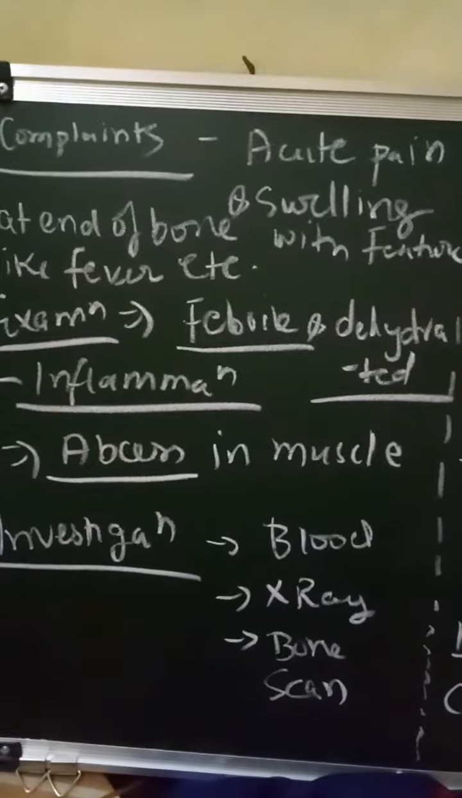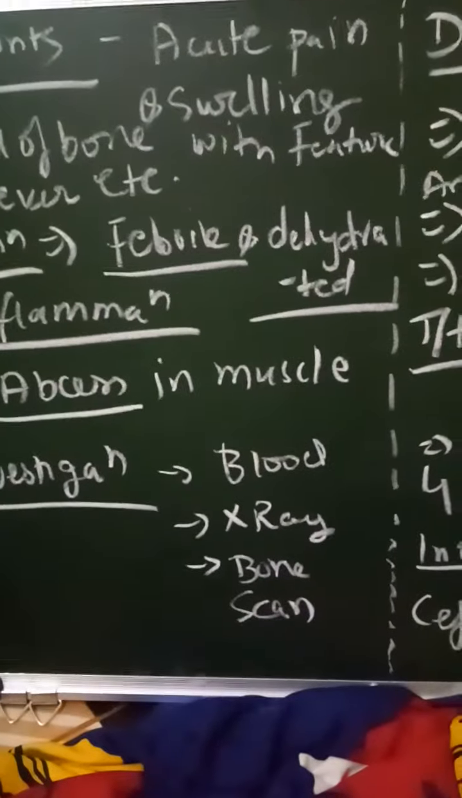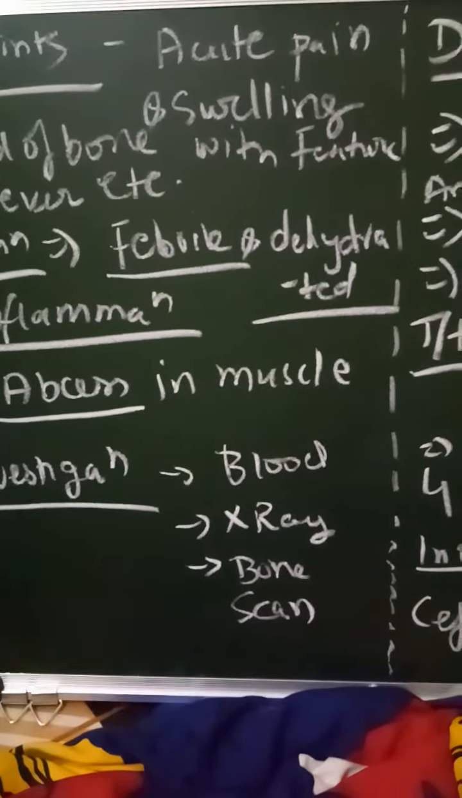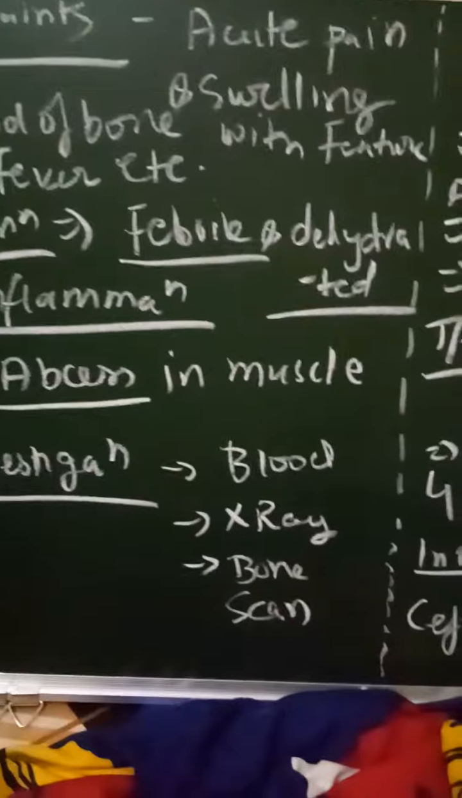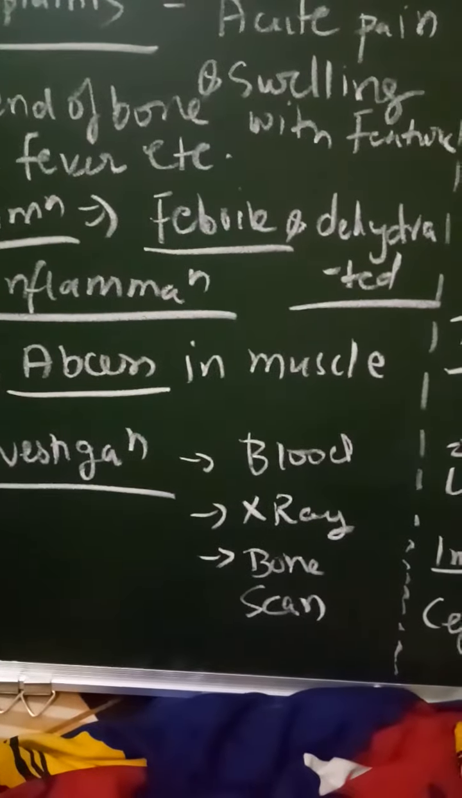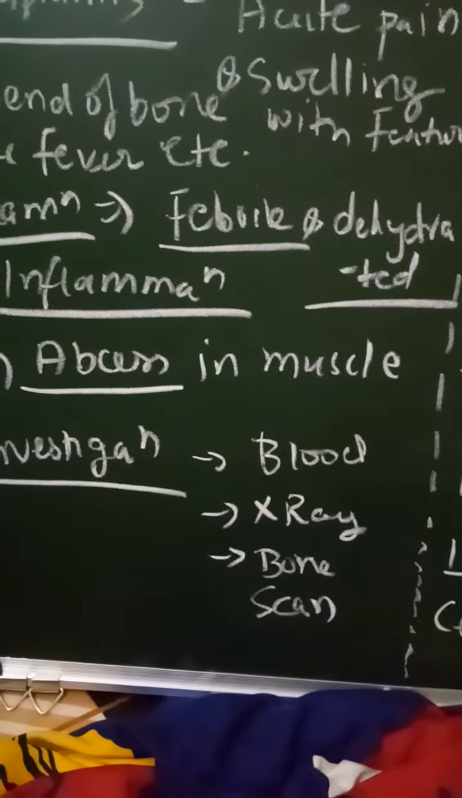X-rays. The earliest sign to appear on the X-ray is new periosteal bone deposition. That is also called periosteal reaction at the metaphysis. It takes about 7 to 10 days to appear.